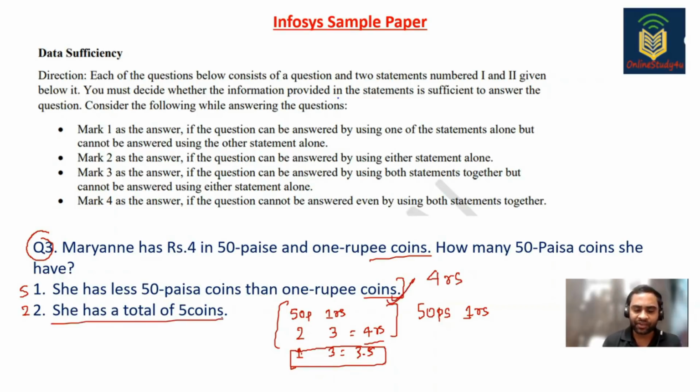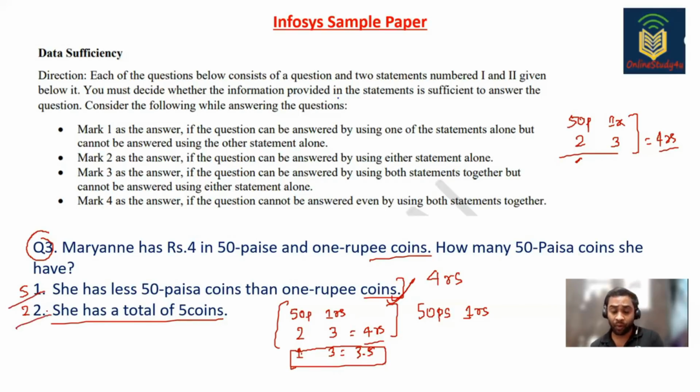Now, statement 2: C has a total of 5 coins. In that case, again, the same thing, friends. You'll have to take 2 50 paise coins and 3 1 rupee coins. So again the total is 4 rupees: 2 50 paise coins make 1 rupee, and 1 plus 3 is 4 rupees, with a total of 5 coins. So from either statement 1 or statement 2, you will be able to answer. You do not have to mix them.